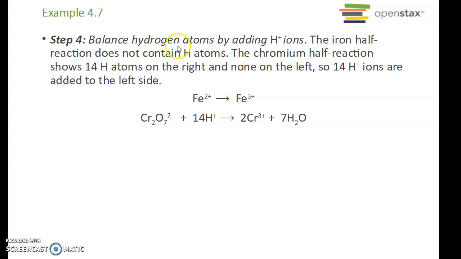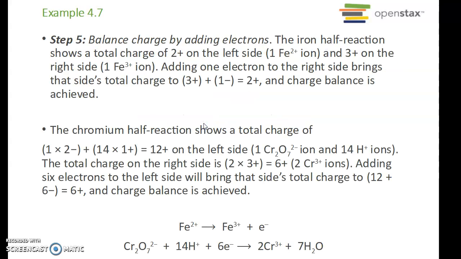Balance the hydrogen atoms by adding hydrogen ions. Iron, this is already taken care of here. This shows with 7 here, you must have 14 H plus here. So we're through step 4.